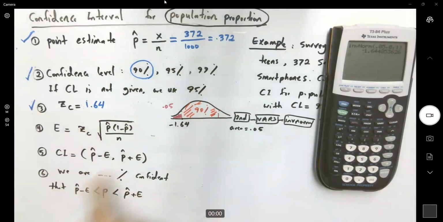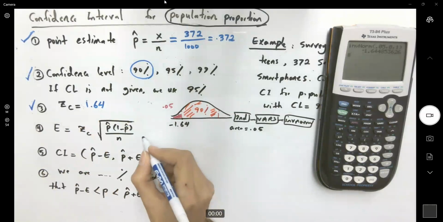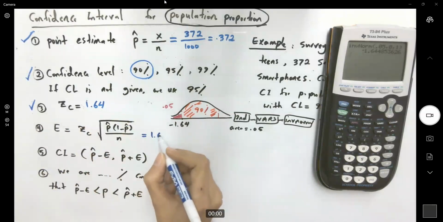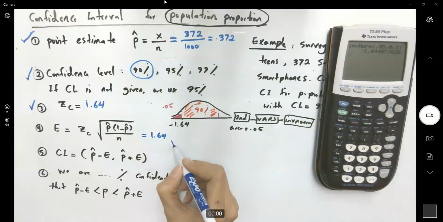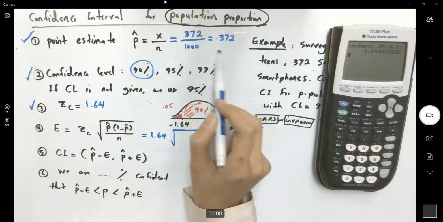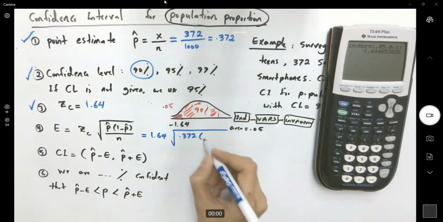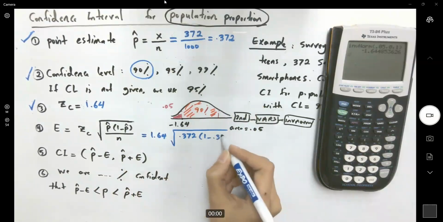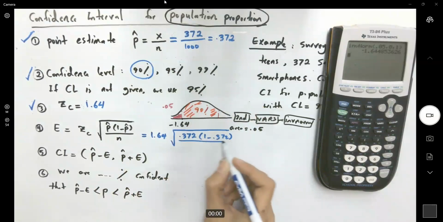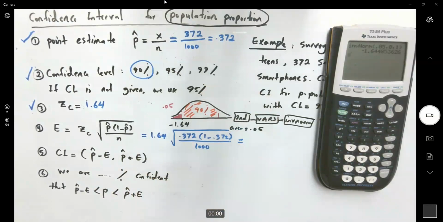Very good. Now let us move on to step 4 to find the margin of error. The margin of error has a formula. It is ZC, which is 1.64 from step 3, times the square root of p hat times 1 minus p hat. We already calculated p hat, which is 0.372 times parentheses 1 minus 0.372 divided by n. N is the sample size, 1,000. So let's see what is the approximation that we have.